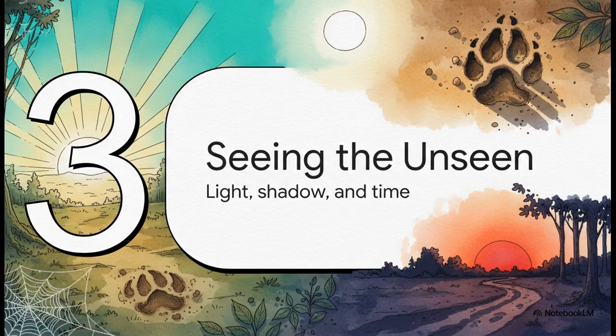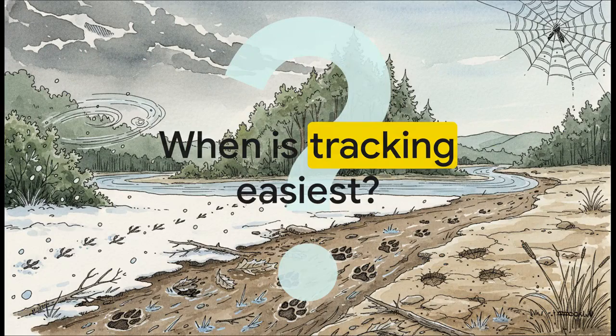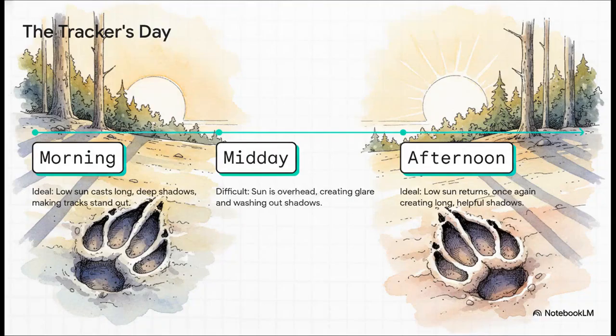All right, time for our final piece of the puzzle, light. See, the ability to spot a track isn't just about having good eyesight. It's all about the quality of the light, which is why the time of day can literally make or break a pursuit. So, let me ask you, based on that, when do you think tracking would be the easiest? If you guessed early morning or late afternoon, you are exactly right. When the sun is low in the sky, it casts these long, deep shadows from every tiny little ridge in a footprint, making the track just pop.